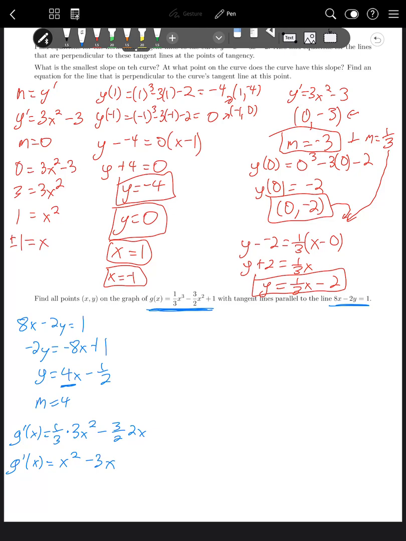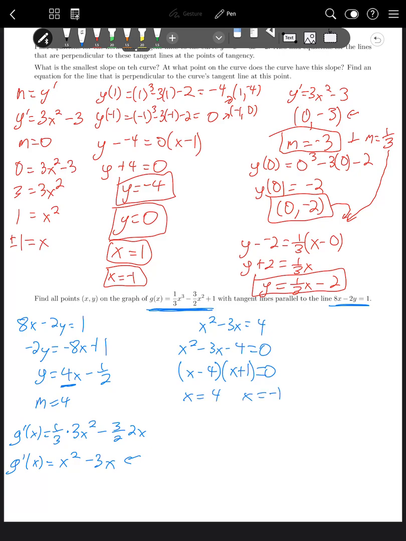So what we first have to do is find the x-coordinates. And to find the x-coordinates, we use the derivative. So we set the derivative equal to the slope we want, which is 4. So this would be x squared minus 3x equals 4. And then we solve that equation. So this would be x squared minus 3x minus 4 equals 0. And then we can factor. So that's x minus 4 times x plus 1. And so we get x equals 4 or x equals negative 1.